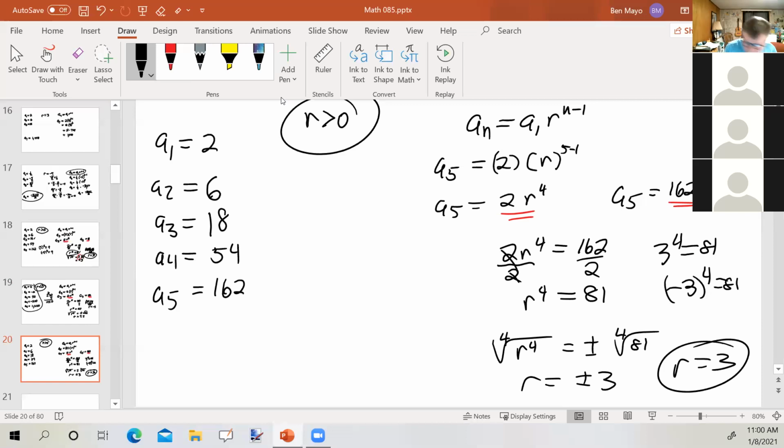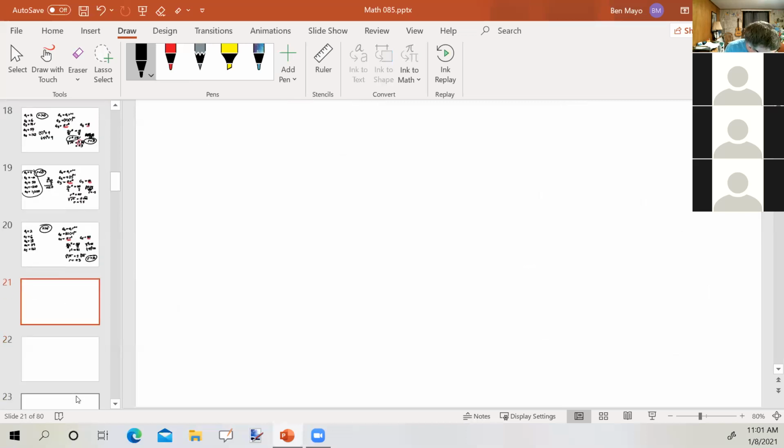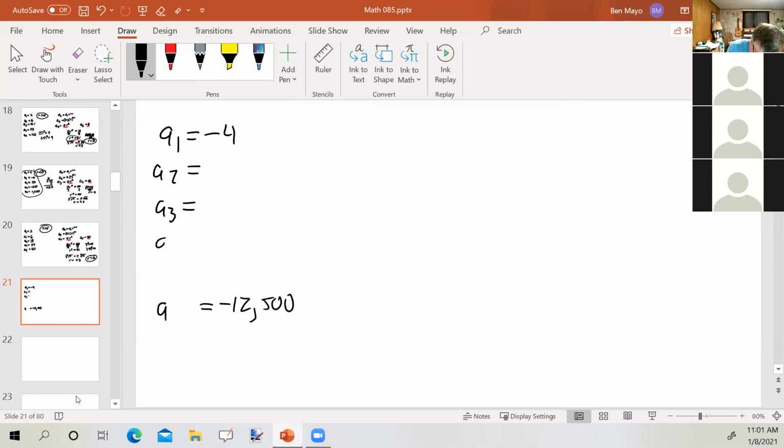Let's see here. How are we doing? We've got plenty of time for me to torture you with another one or two. We're going to insert 4 geometric means between -4 and -12,500. So 4 of them: a sub 2, a sub 3, a sub 4, a sub 5. So the last term that they give us would actually be a sub 6. We've got our first term -4, our last term -12,500, 4 in the middle, so a total of 6.